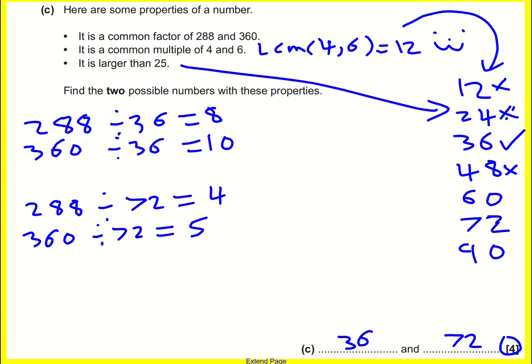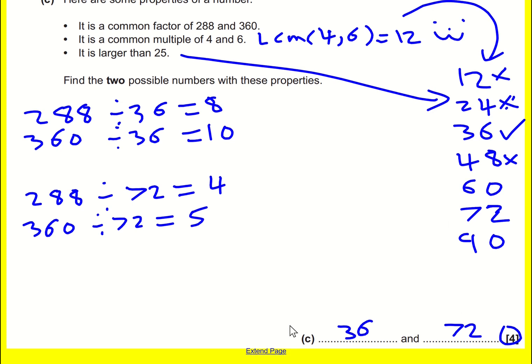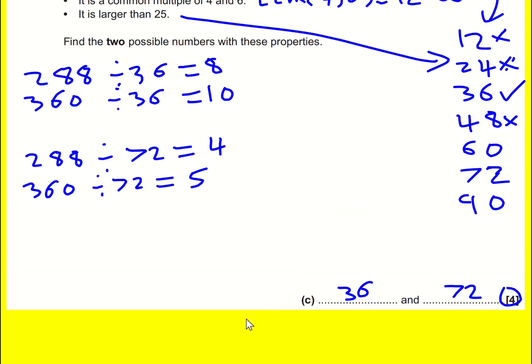I wasn't going to do it like that originally, but finding that they're multiples of 12, writing down your multiples of 12, and then just seeing which ones work is absolutely valid and probably the quickest way of doing this question. Just going to talk about one other approach that you could use.